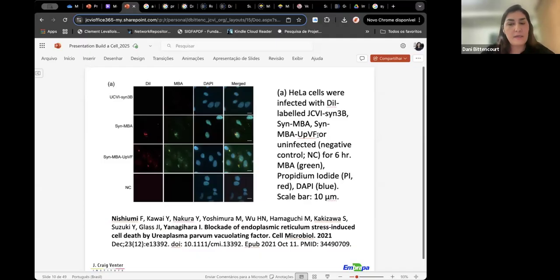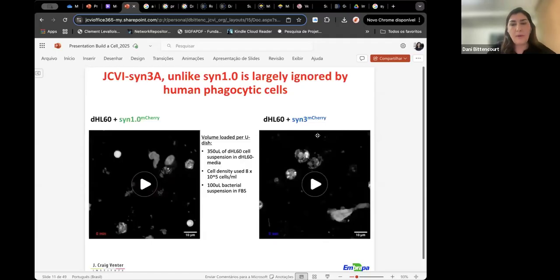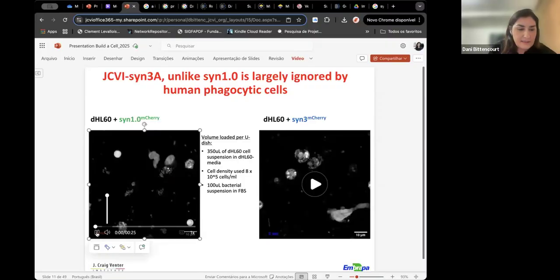The minimal cell lost its capacity to attach. But what about the immune response? Here we can see the JCVI-syn1.